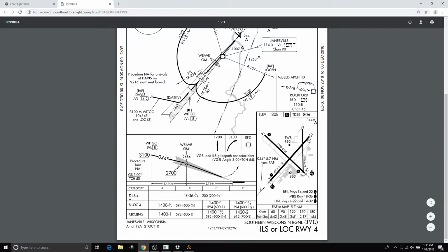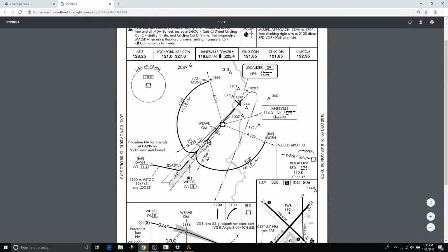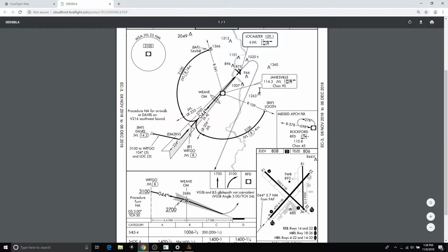Straight-in 4 is at 1,006 with half statute mile visibility. Forget about these numbers; these are military. If you want to do the localizer approach, it's 1400, and circling is 1 mile visibility. And then the missed approach: this is what it explains, climbing straight to 1700, and then a right turn climbing to 3,100, and then hold at Rockford on the Rockford radial of 278. Hold at that radial.